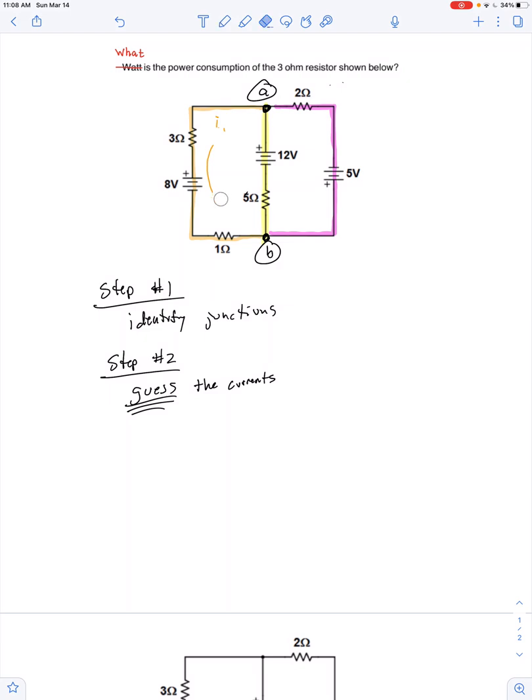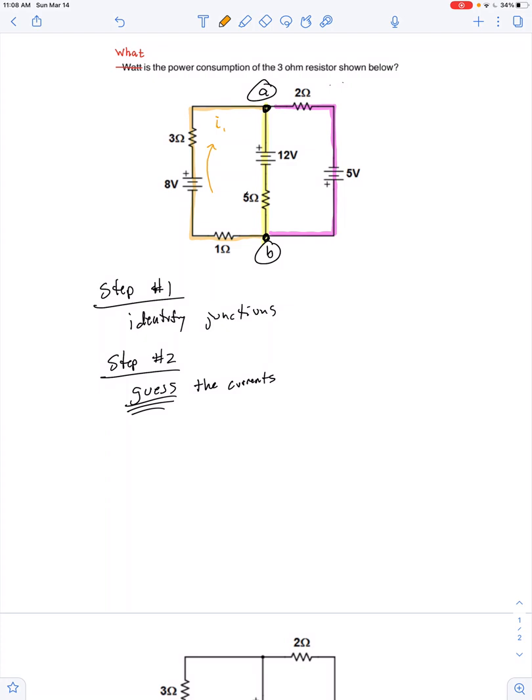Well, I like the first guess. Let's go with that. It's just a guess. We might be wrong. But if we are wrong, we're just going to find out that the value of that current is negative if we guessed wrong. In the end, we'll change our answer to positive and just flip the direction that we guessed. Okay.